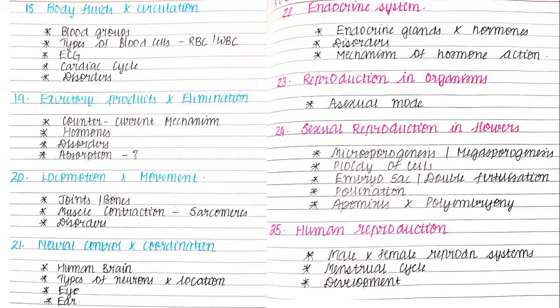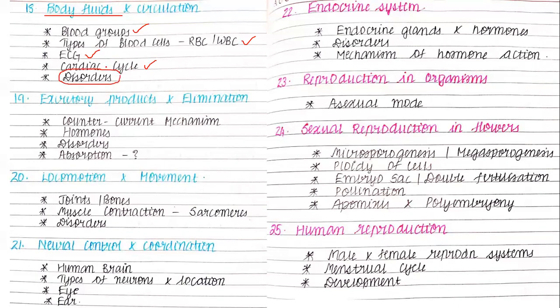Body fluids and circulation, blood group. Then WBC, which is most abundant? Neutrophils are the most abundant, basophils are the least. Then the count and lifespan of everything, mostly RBC and WBC, is very important. ECG: P wave represents depolarization of the atria, QRS depolarization of the ventricle, then T wave, repolarization of the ventricle, very important. Cardiac cycle, joint diastole, atrial systole, atrial diastole, very important.